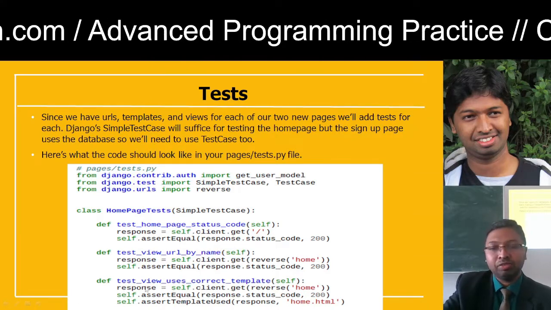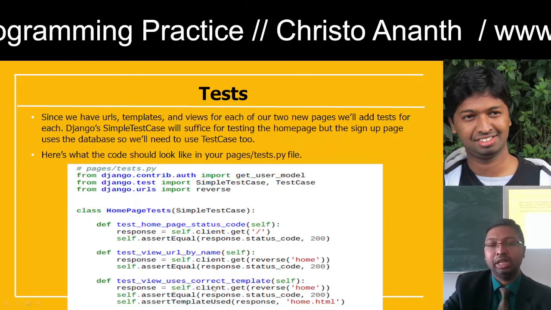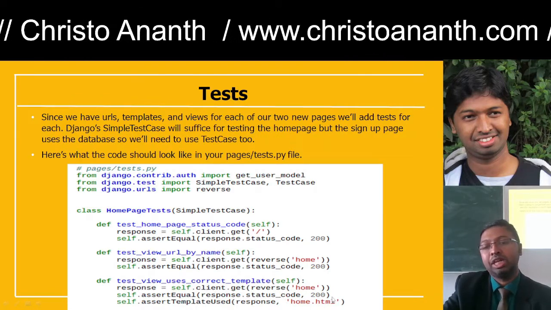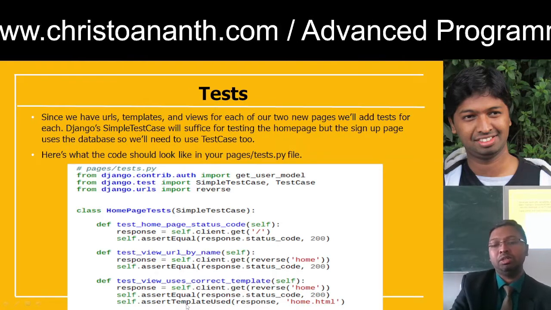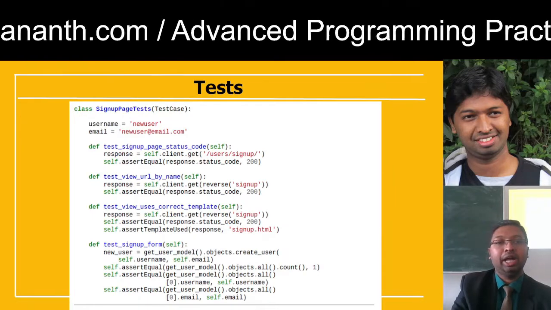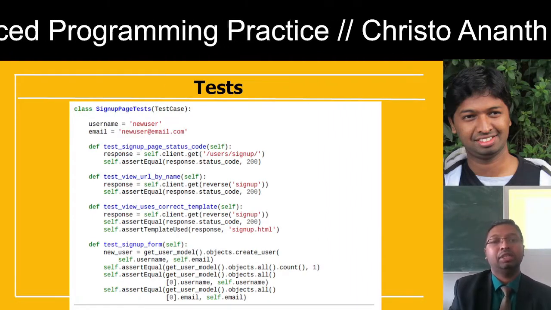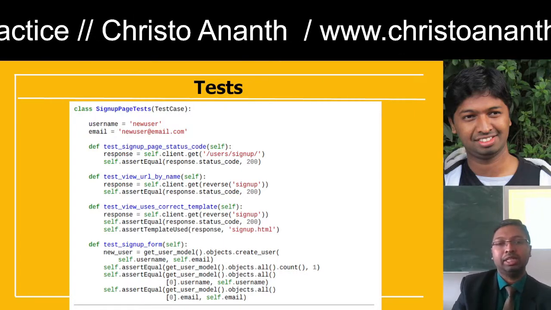Similarly, test_view_uses_correct_template. For this one, response is self.client.get(reverse('home')) and self.assertEqual(response.status_code, 200), and self.assertTemplateUsed(response, 'home.html'). Okay, and you are going to go with class SignUpPageTests of TestCase, with username 'newuser' and email 'newuser@email.com'.